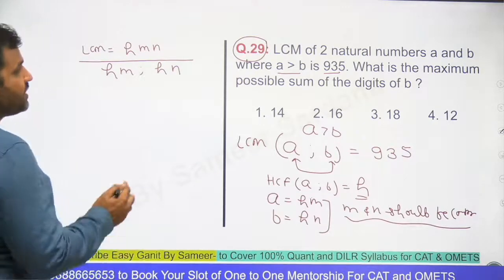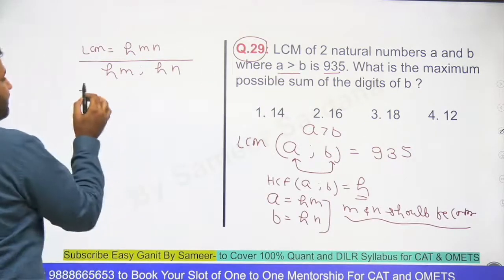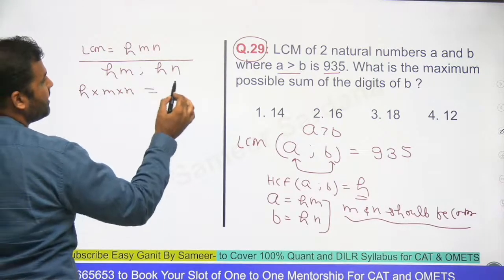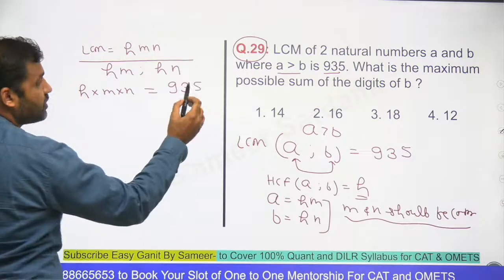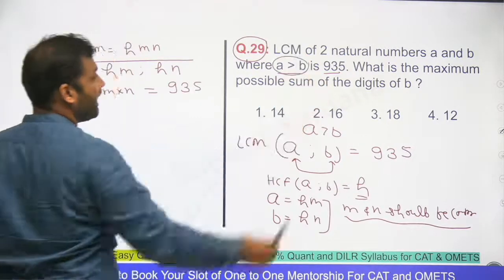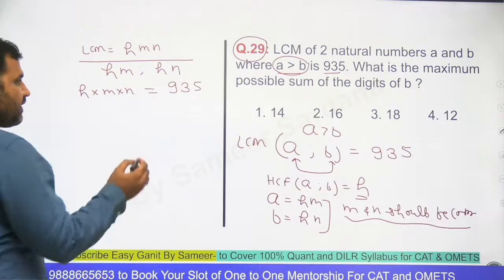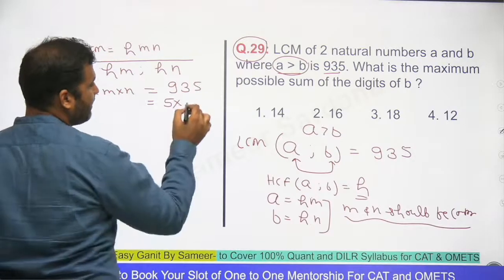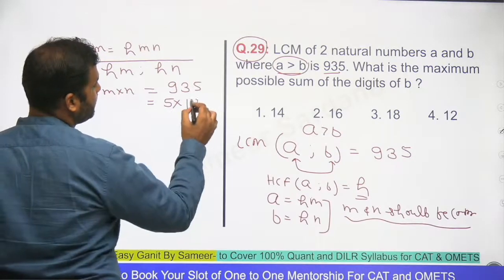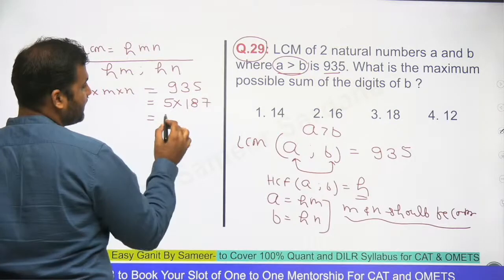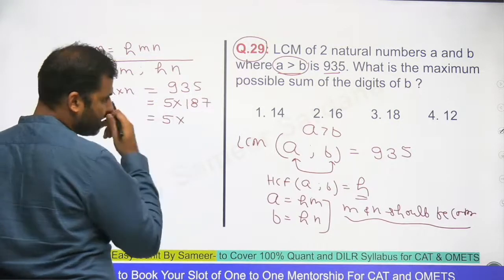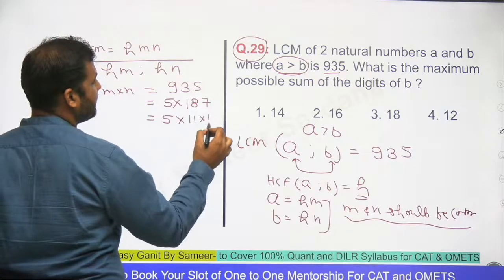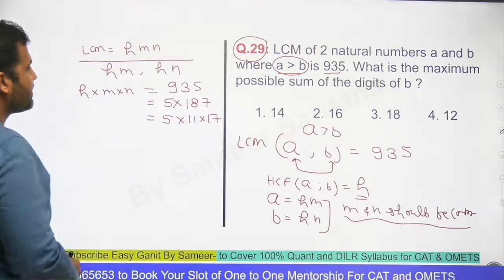Now, guys, LCM is supposed to be 935. That means H multiplied by M multiplied by N is given to me as 935. I also need to make sure that A has to be greater than B. Now, if I do the factorization of 935, बच्चों 935 का factorization करने पे कितना आ रहा है? 5 into 187. This is 5 into 187, 187 कितने पे cancel होगा बच्चों? 187 11 पे cancel हो रहा है बच्चों, right? So can I say this is 5 into 11 into 17?